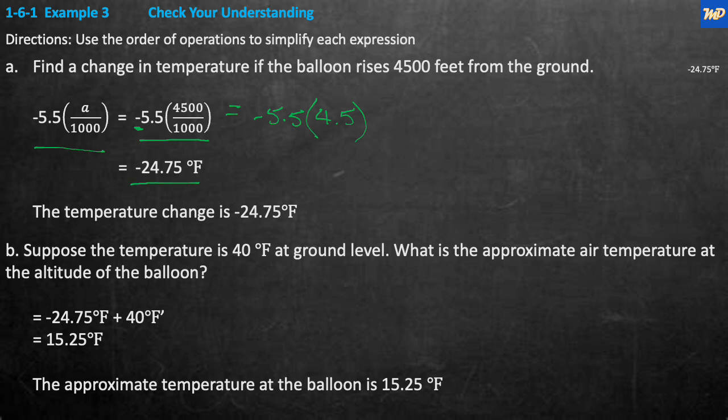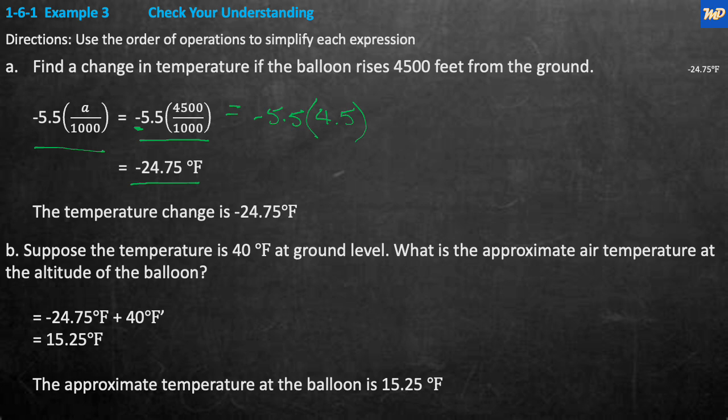So the temperature changed 44 degrees when you went 8,000 feet, but now that you're only going 4,500 feet, it changed negative 24.75 degrees Fahrenheit. So now the second question is, suppose the temperature is 40 degrees at ground level. What is the approximate air temperature at the altitude of the balloon?